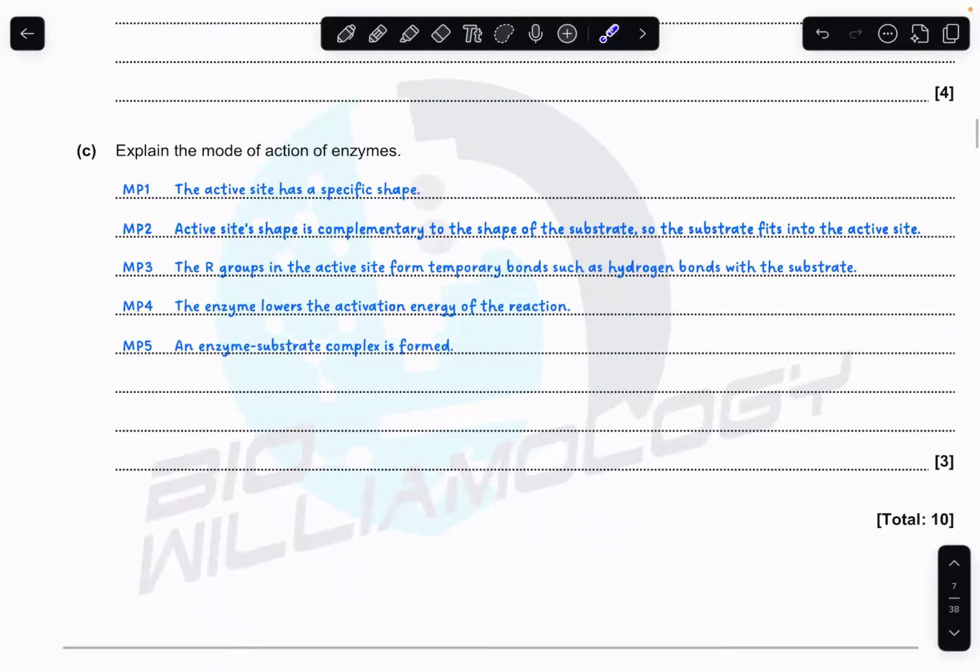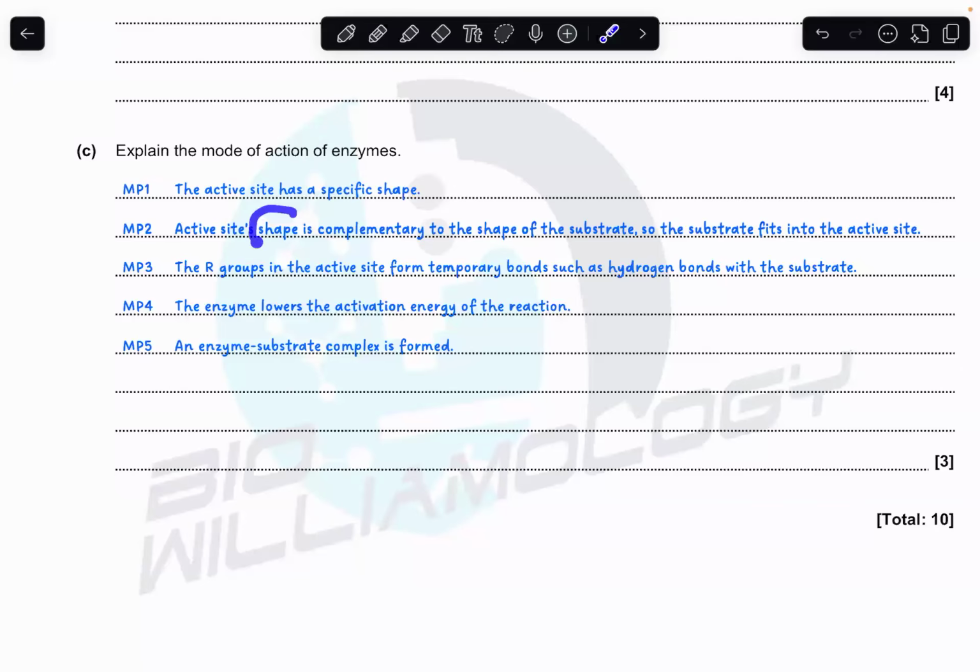Almost similar in this case: you can see that the active site has a specific shape. How specific is it? We always talk about complementary. You can see that I always put in the word shape. The active site shape is complementary to the shape of the substrate, and the R groups in the active site form temporary bonds such as hydrogen bonds or ionic bonds with the substrate. Because of this, the enzyme lowers the activation energy so that the ES complex can be formed as well.